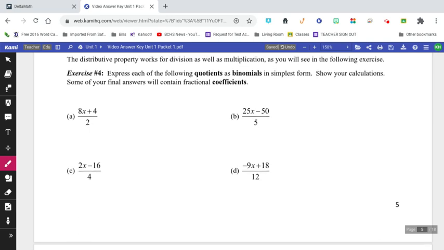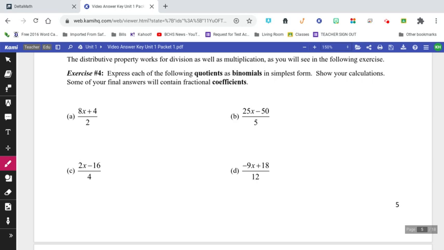Okay, and the last part of this part of the video is still using the distributive property, but this time we're going to work with division. So remember, the commutative property does not work for division, but the distributive property will. So again, express each of the following quotients. Remember, quotient is a fancy word for division problem, as binomials, 2 terms in simplest form. Some of your final answers will contain fractional coefficients, and that's fine.